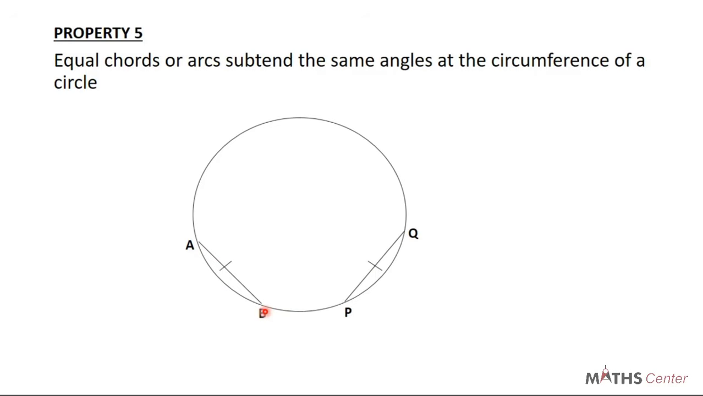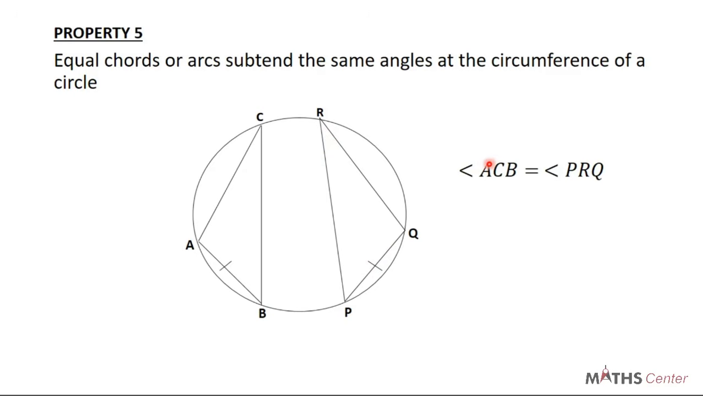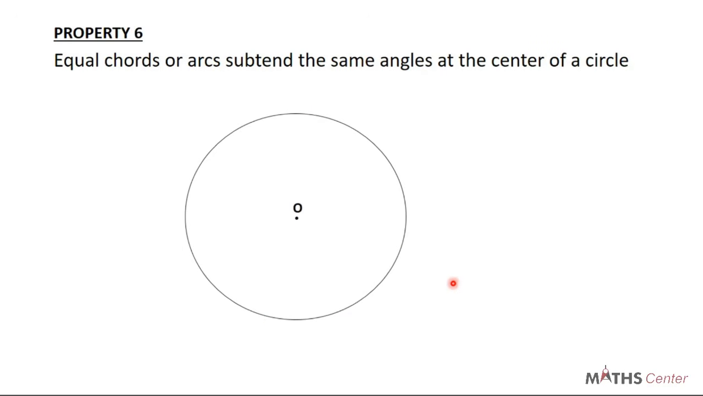Because they are the same, or because they are equal, the angle that AB will form at the circumference here, I'm calling this point on the circumference C, that angle will be the same as the angle that PQ will also form at the circumference. So what this means is that angle ACB is equal to angle PRQ. So if the angle formed here is S, the angle formed here will also be S, because equal chords or arcs subtend the same angle at the circumference of a circle. Let's move on to the next property.